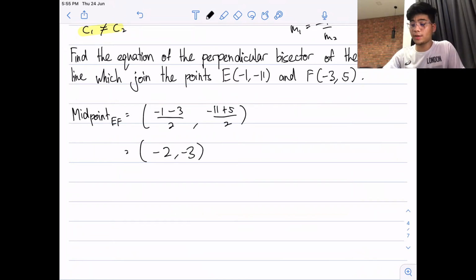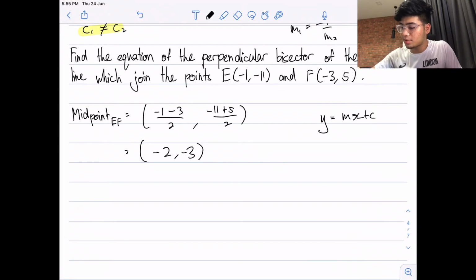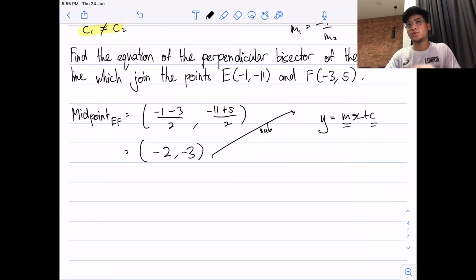So that's the midpoint. So we know that the equation is going to be y equals mx plus c, right? This is going to be the formula of basically the perpendicular bisector equation. So right now we have the point to sub in, right? Because we're going to sub it in over here. But we don't know our gradient, we don't know our y-intercept. So I know that I can find my y-intercept by subbing it in, but how am I going to find a gradient? We can just use m1 times m2 equals -1.